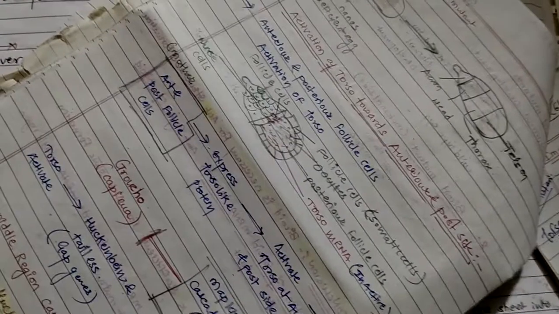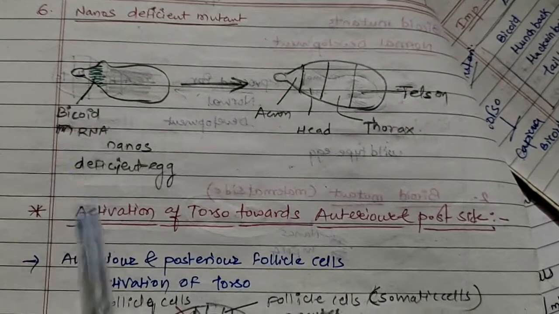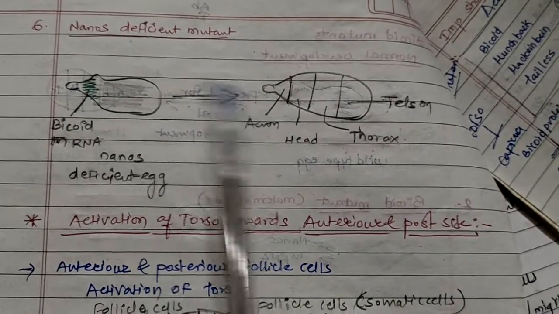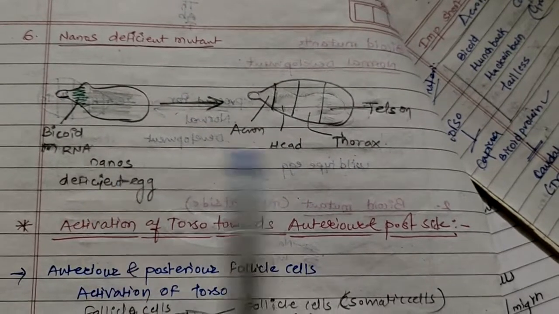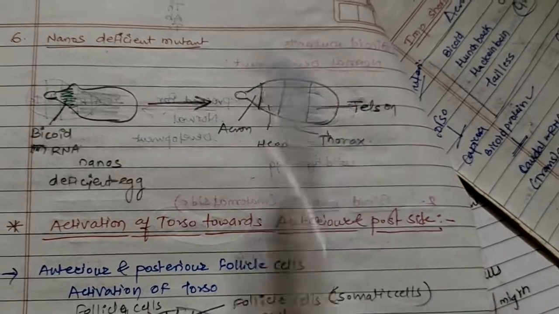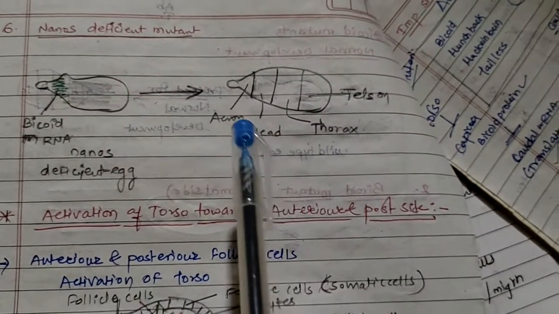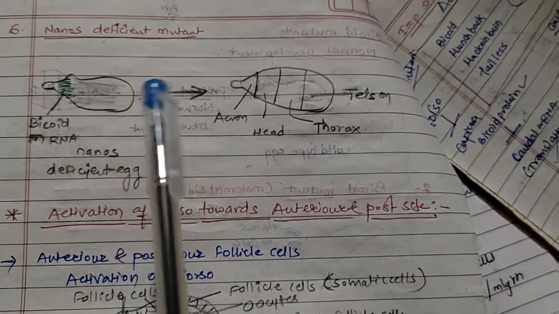Now if you talk about the nanos mutant, what is happening? In the nanos deficient mutant, you will be able to see that acron, head, thorax and telson have formed. There is no abdomen. So we can conclude that nanos is essential, or necessary, for the development of the abdomen.